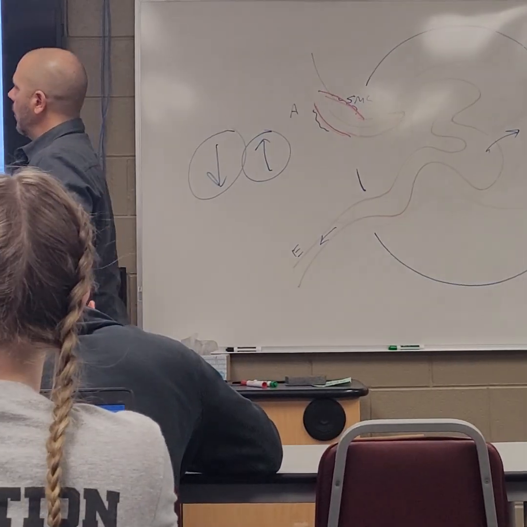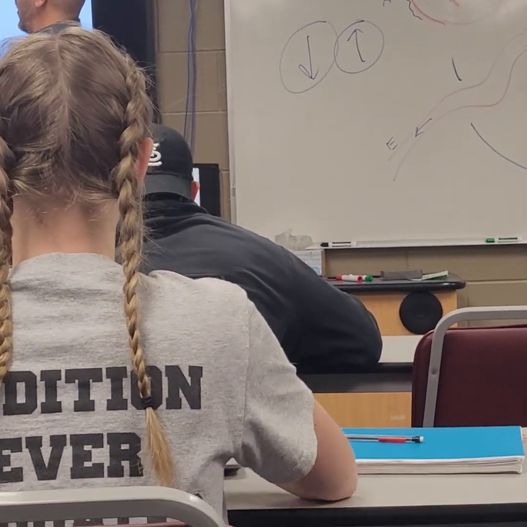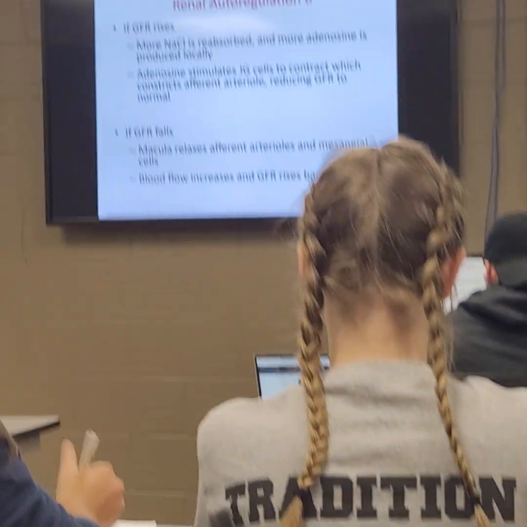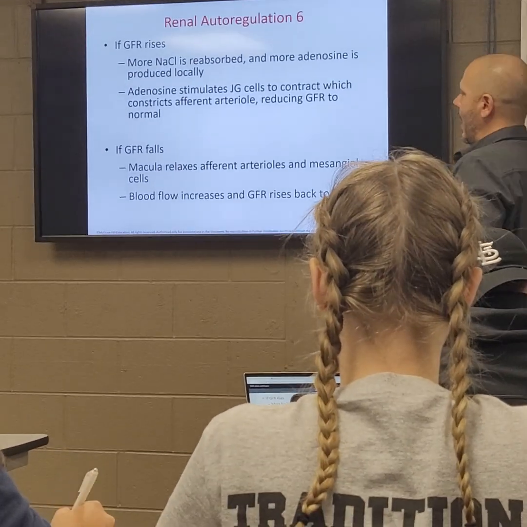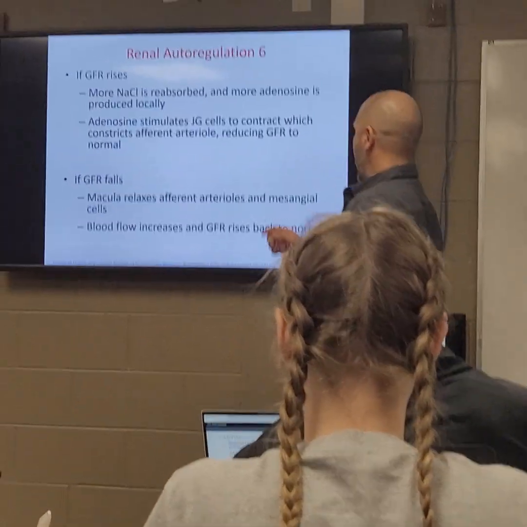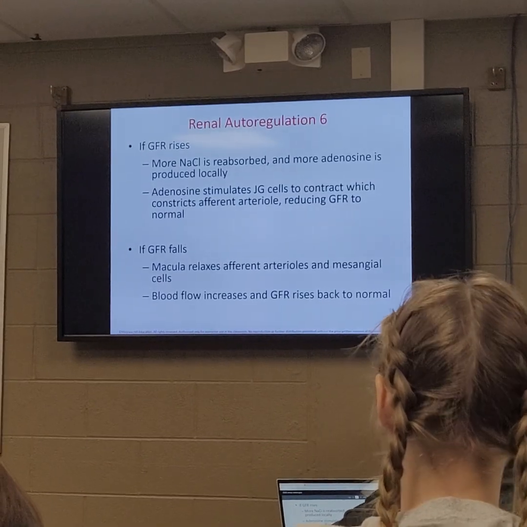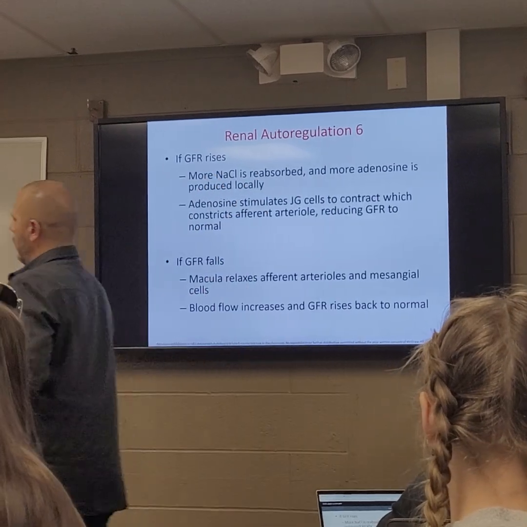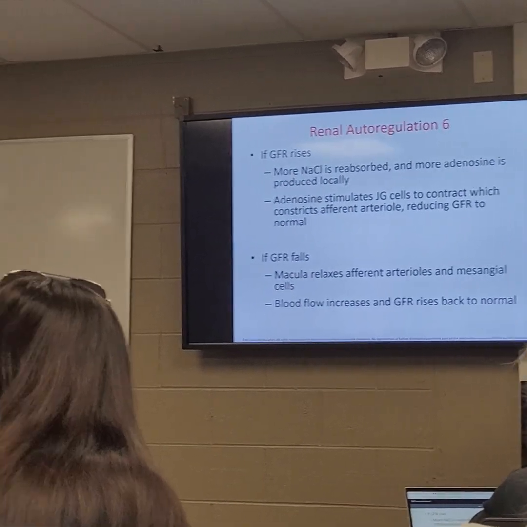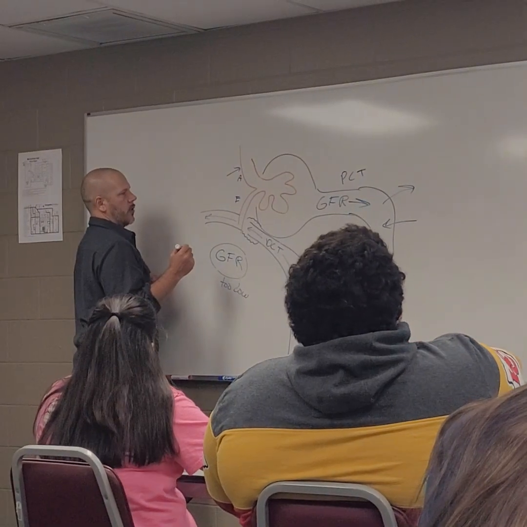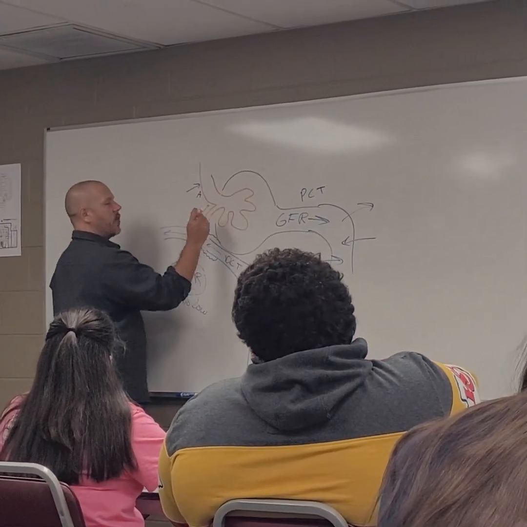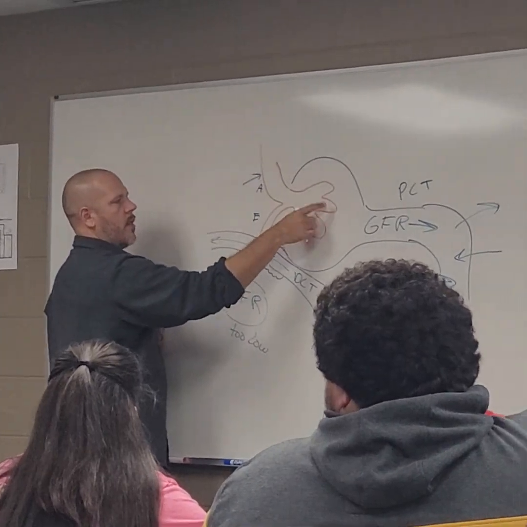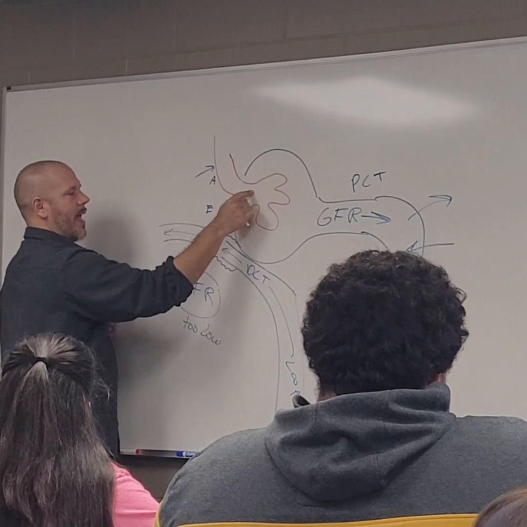Let's start at the bottom and work our way back to the top. The bottom is a little bit more straightforward. It says here, the macula relaxes afferent arterioles and mesangial cells. We're going to simplify that. There are some cells that we're not going to worry about in terms of name and structure, but it's basically saying that we've talked about the podocytes. There are cells in here, and other cells as well, that squeeze and relax on my capillaries.